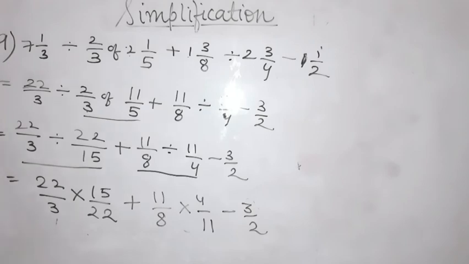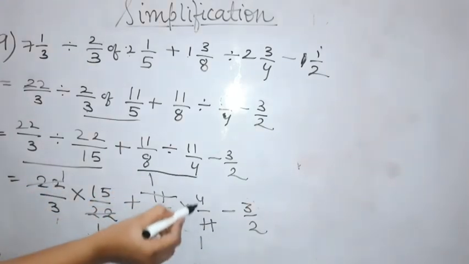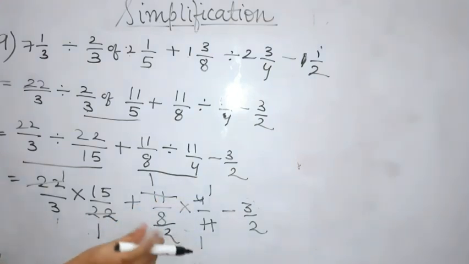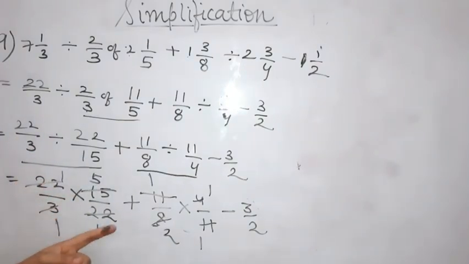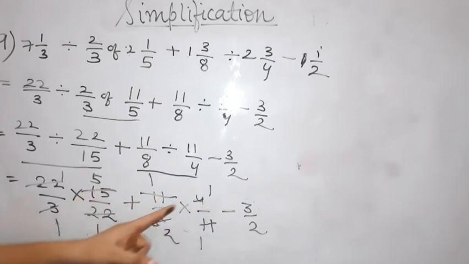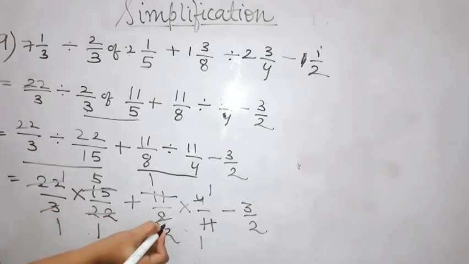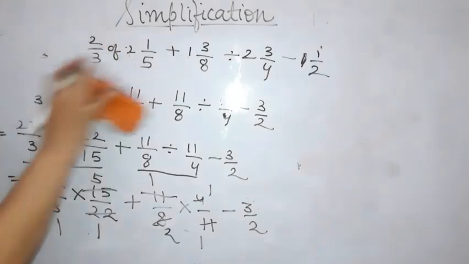Now we can easily reduce these. If it can be reduced, we have to reduce it. 22 ones are 22, 11 ones are 11, 4 ones are 4, 4 ones are 4 twos are, 3 ones are 3, 3 fives are. Here 22 ones are 22, 3 ones are 3, 11 ones are 11, 4 ones are 4, 4 twos are. Now we have reduced. For writing the next step, I am erasing the question.